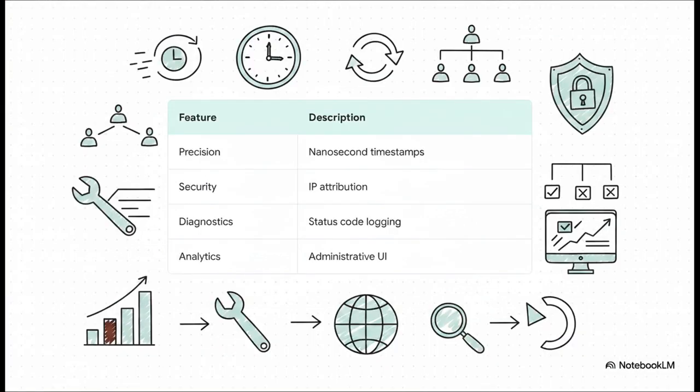If you're wondering why Linkspreed UIID v2.6 is cementing itself as the infrastructure of choice for developers right now, it really comes down to these 4 major leaps forward. Precision, capturing API calls down to the nanosecond. Security, mandatory IP attribution to weed out the bad actors. Diagnostics, comprehensive status code logging so developers can troubleshoot rapidly. And analytics, the new UI that turns traffic and latency trends into genuinely actionable visual data. It's just a complete end-to-end upgrade.